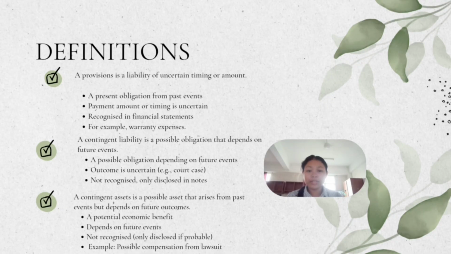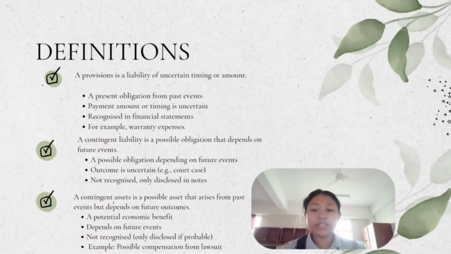Moving to contingent liabilities, the keyword here is possible. Unlike a provision, there is not a definite debt yet. It depends on a future event, like a court case. If our lawyer said there is only a 30% chance we will lose, it's contingent. We don't put it in our main account because it might never happen, but we must tell the truth in the notes to the accounts.